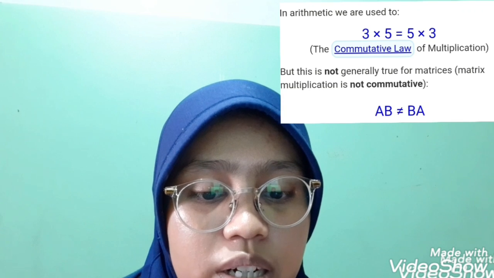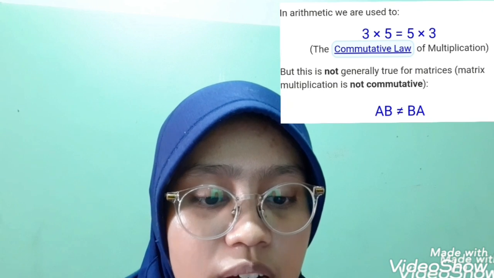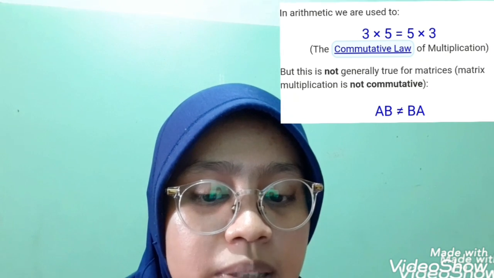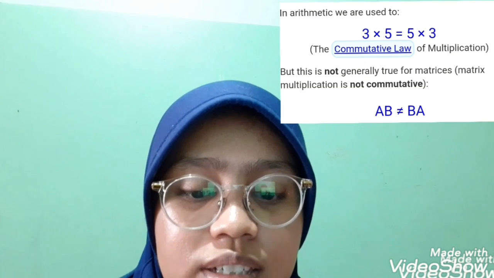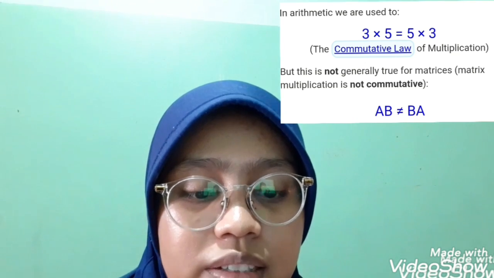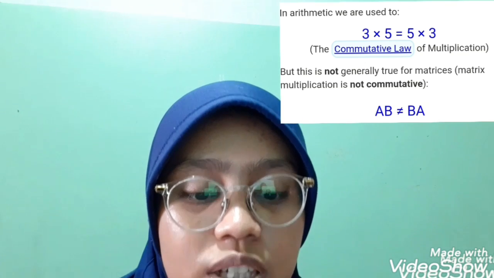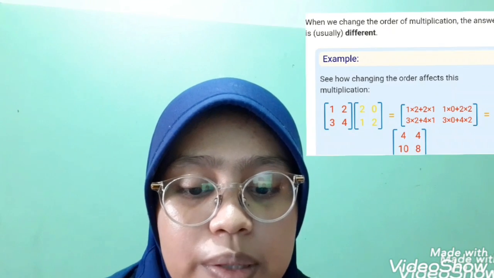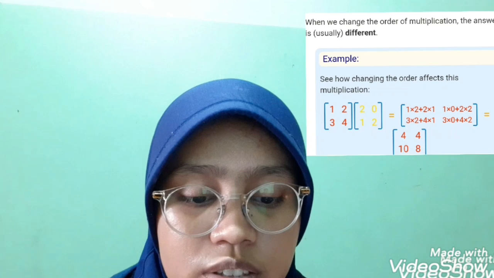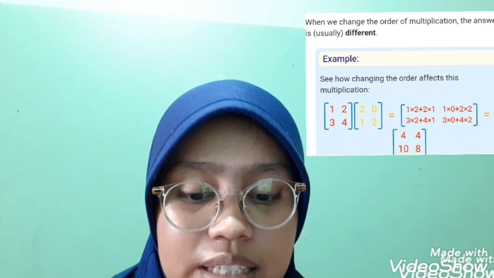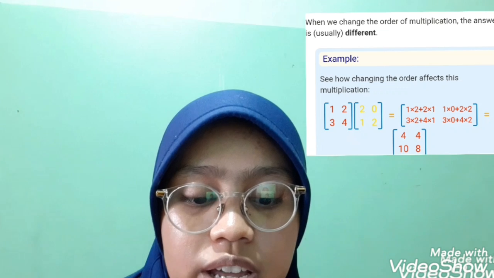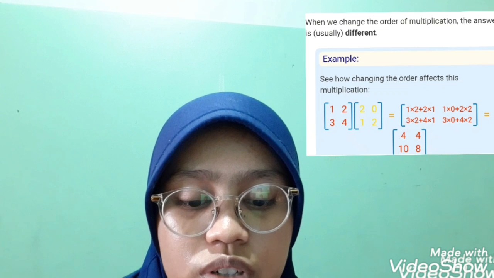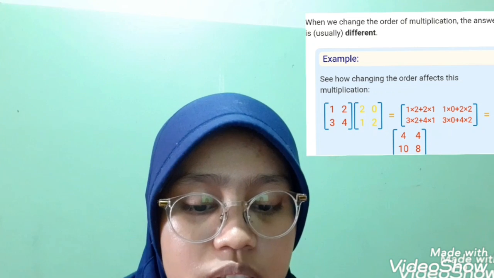Order of multiplication. In arithmetic, we are used to 3 multiplied by 5 equals 5 multiplied by 3, the commutative law of multiplication. But this is not generally true for matrices. Matrix multiplication is not commutative. A B is not the same as B A. When we change the order of multiplication, the answer is usually different. Example, see how changing the order affects this multiplication: 1, 2, 3, 4 multiplied by 2, 0, 1, 2.